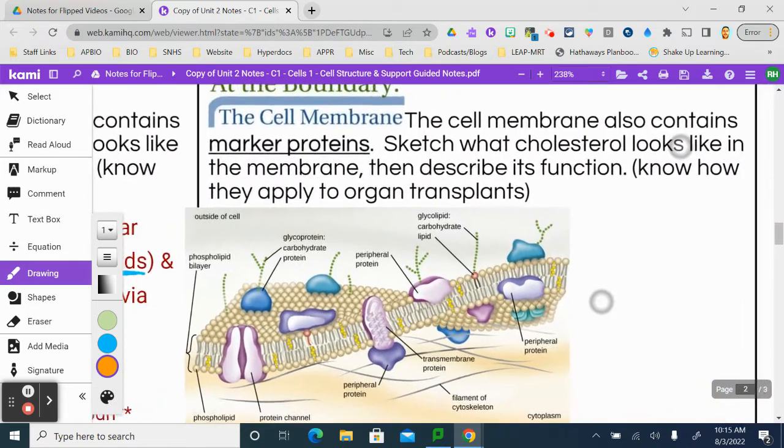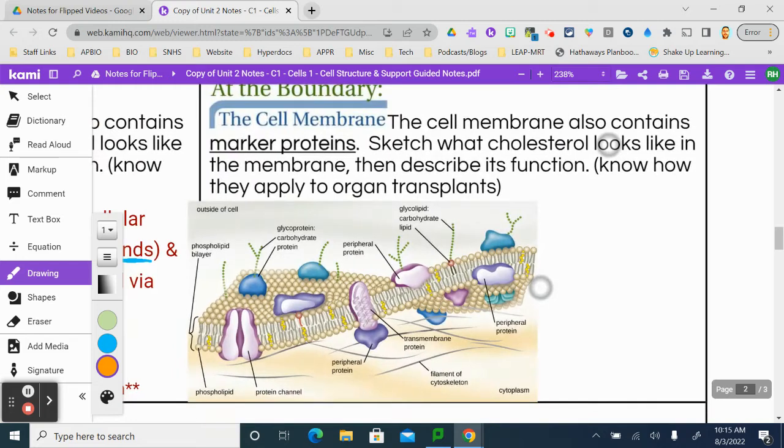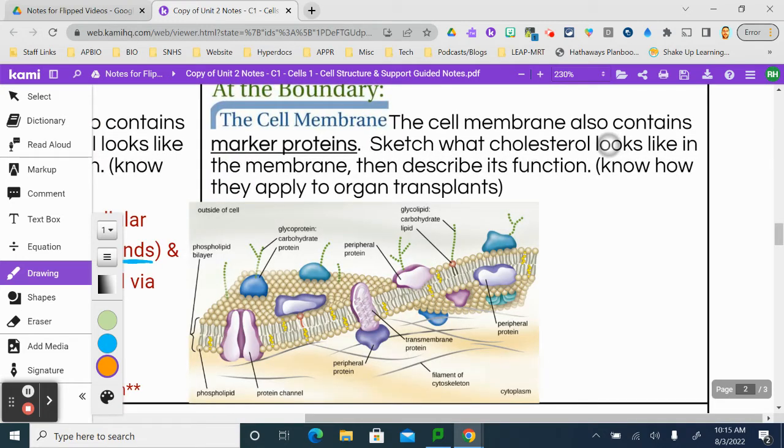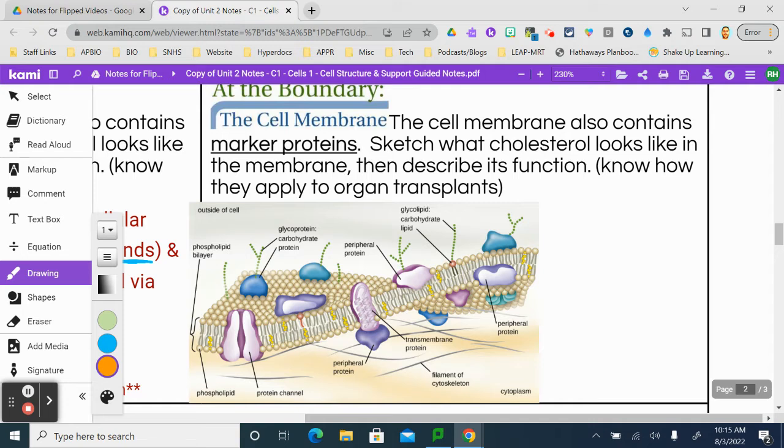The last type of protein that we have in the cell membrane are what are called marker proteins. I didn't really find a picture that only has the marker proteins themselves. The ones that we're looking at, I'm going to cross out in the dark blue. We don't want this one. We don't want this one. We don't want this one. You can see that's a channel protein.